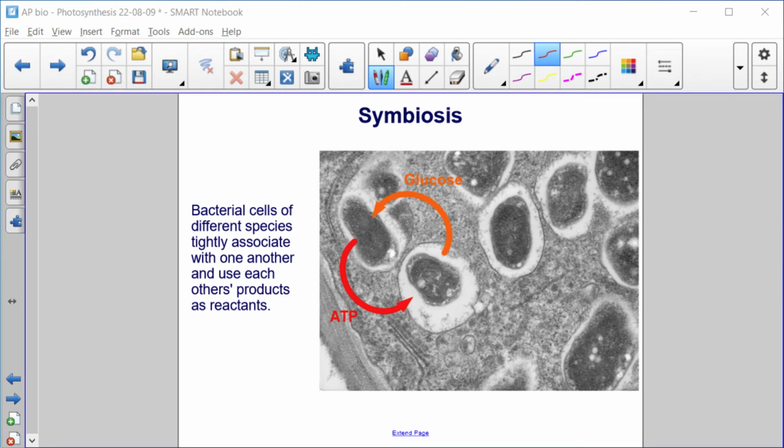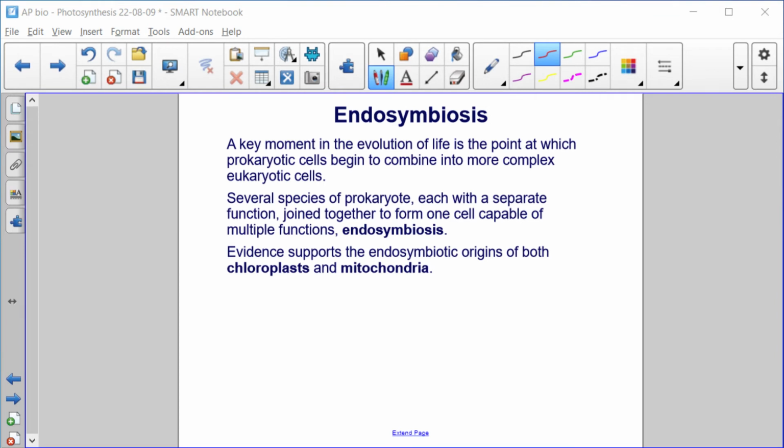Next, symbiosis. Bacterial cells of different species tightly associate with one another and use each other's products and reactants. So you can see one providing ATP and the other providing glucose back to the first in this symbiotic relationship. Endosymbiosis. A key moment in the evolution of life is the point at which prokaryotic cells begin to combine into more complex eukaryotic cells. Several species of prokaryote, each with a separate function, joined together to form one cell capable of multiple functions. This is known as endosymbiosis.